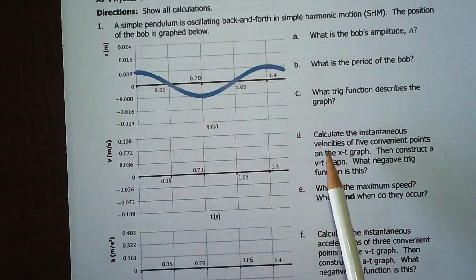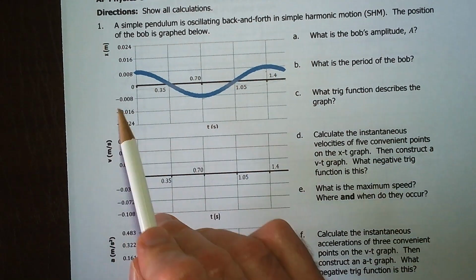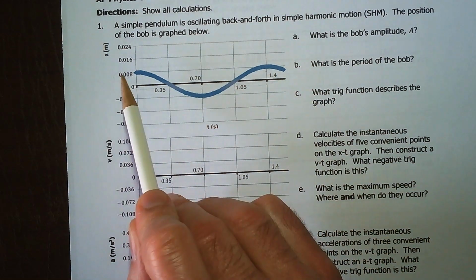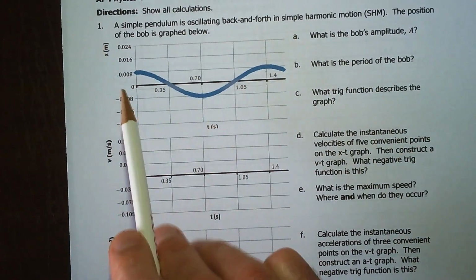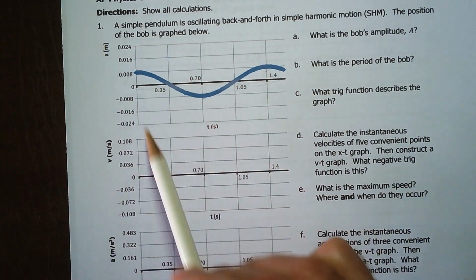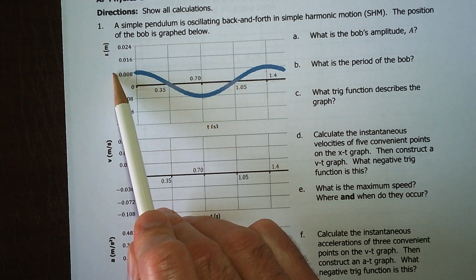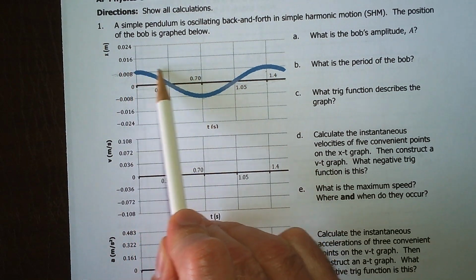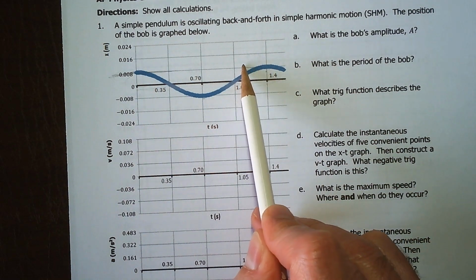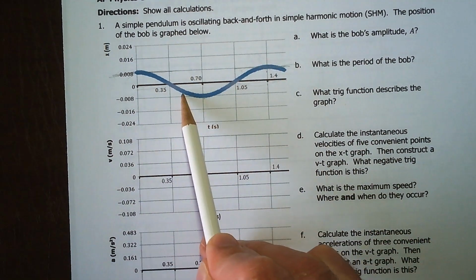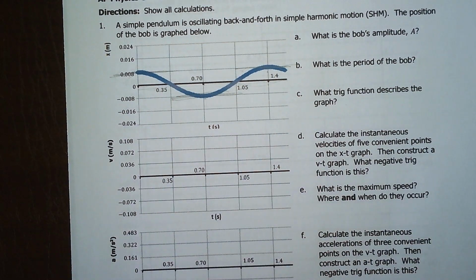For calculating the instantaneous velocities at 5 convenient locations, what you need to do is get yourself a ruler or straight edge and draw tangent lines. The velocity of a position time graph is given by the slope, right? So you want to find the instantaneous velocity. So I would pick one like here. That's a really easy one to do. And here's an easy one, and here's an easy one. Those are pretty easy to find the slope of those tangent lines.